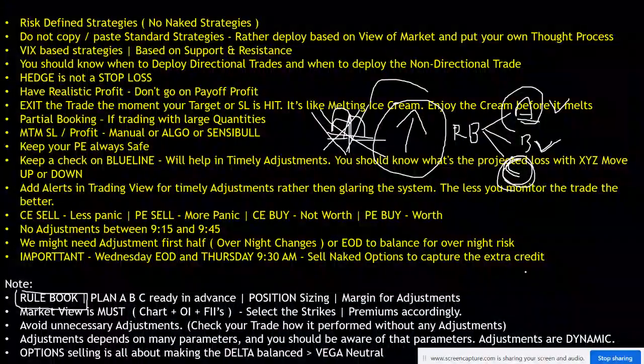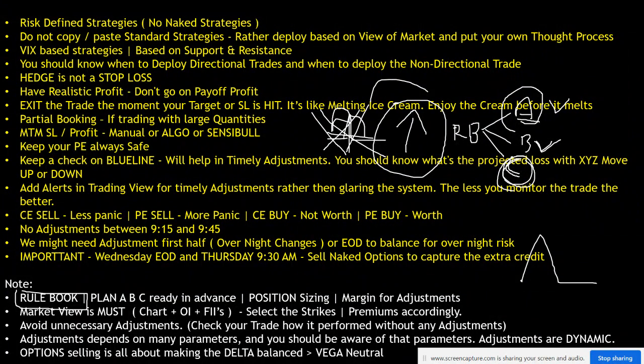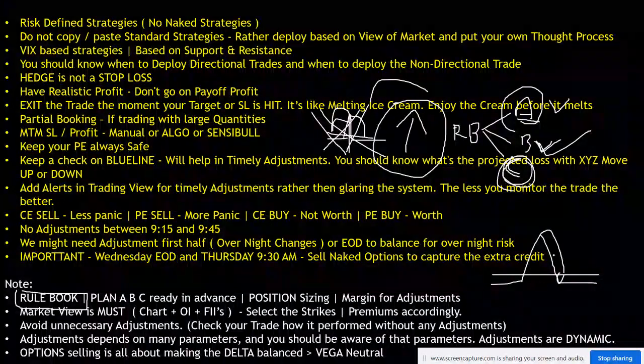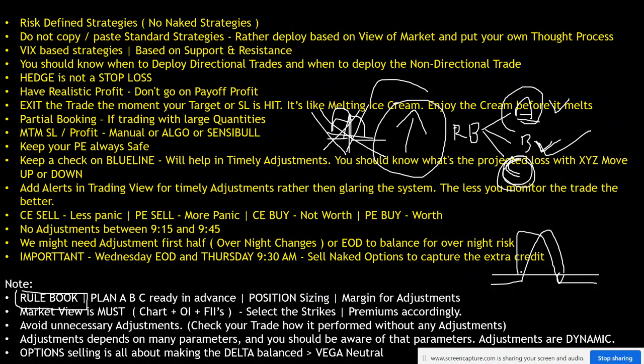So let's say you deployed an Iron Fly. Okay, let's say the market breaches your breakeven, you should have your plan B ready, right? Let's say the market breached and came to your PE side breakeven, you should have your plan ready.